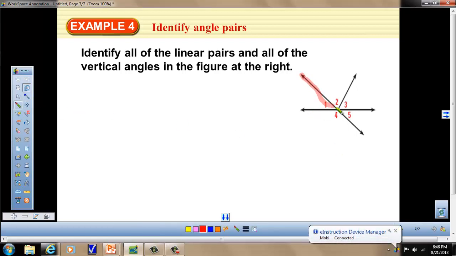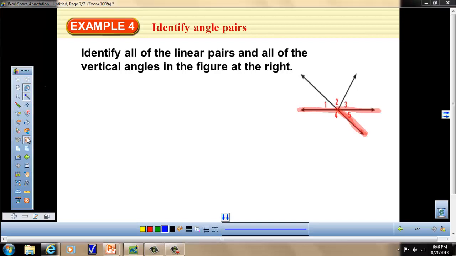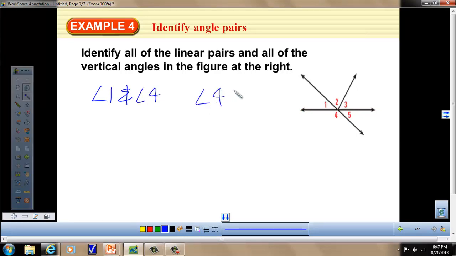we can take this angle right here, angle 1, and if we look at angle 4, those two angles together equal 180. So that's one example. And the other example would be angle 4. And then if we go back, angle 5, those two angles there also add up to 180. So my answer to the first part of this question would be angle 1 and angle 4. And the second part would be angle 4 and angle 5. So this answers identifying all the linear pairs.